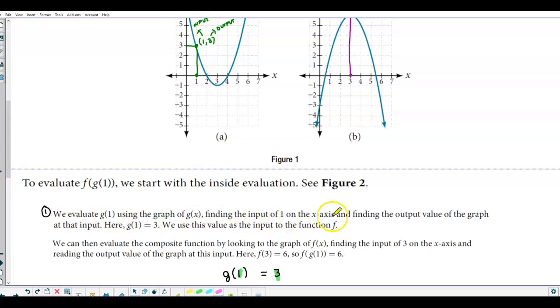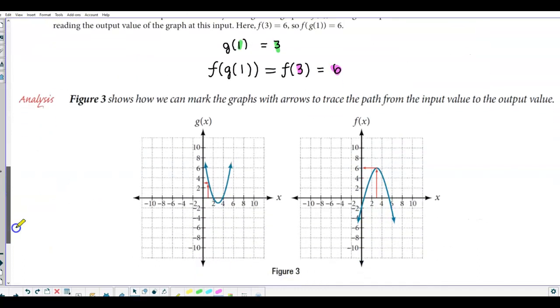Again, we evaluate g of 1 using the graph of g of x, finding the input of 1 on the x-axis and finding the output value of the graph at that input. Again, we got g of 1 is equal to 3. Then we use this value as the input to the function f. We can then evaluate the composite function by looking at the graph of f of x, finding the input 3 on the x-axis, and reading the output value of the graph at this input. Therefore, we got f of 3 is equal to 6. So f of g of 1 is going to equal 6.